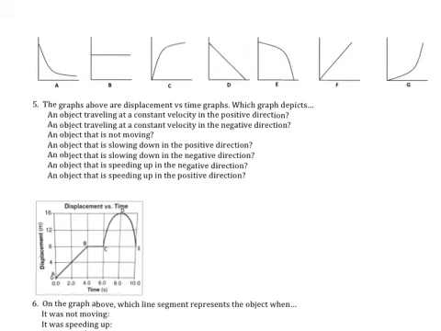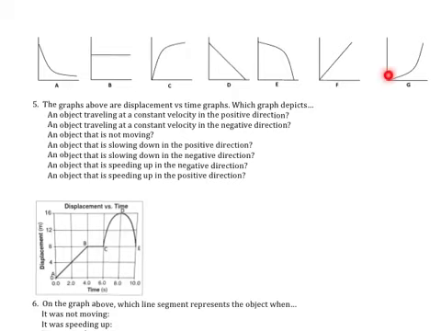What we see is if the slope is flat, you're not moving, because your slope is 0. If your slope is in a negative direction, you have a negative velocity. If it's in a positive direction, you have a positive velocity. Now, anytime your slope gets steeper, you're getting faster, regardless of whether it's positive or negative.